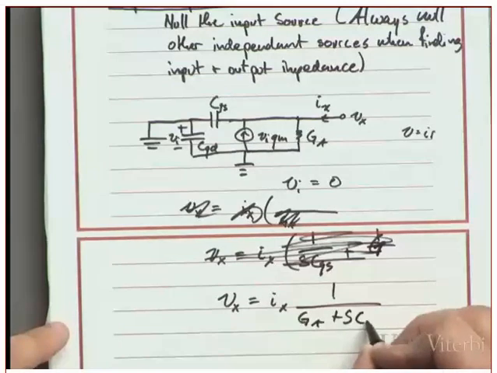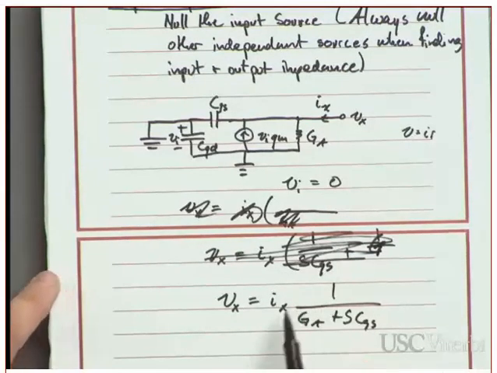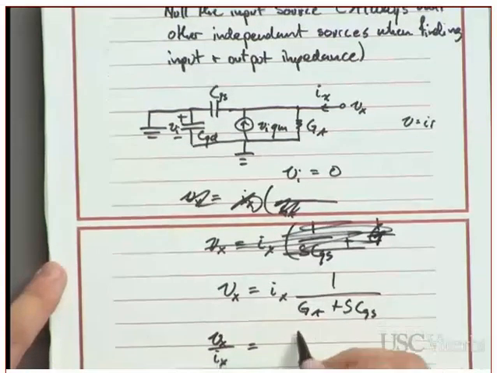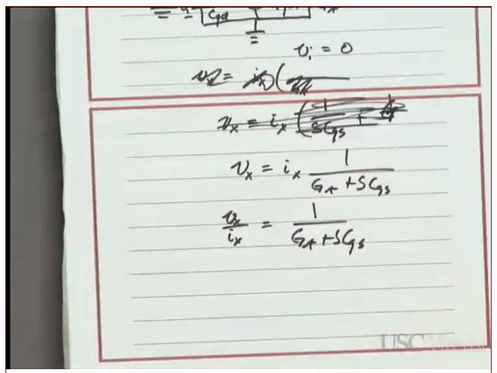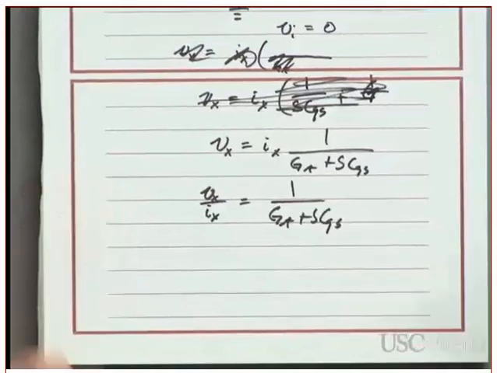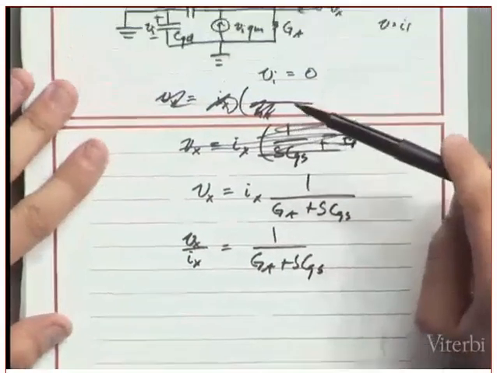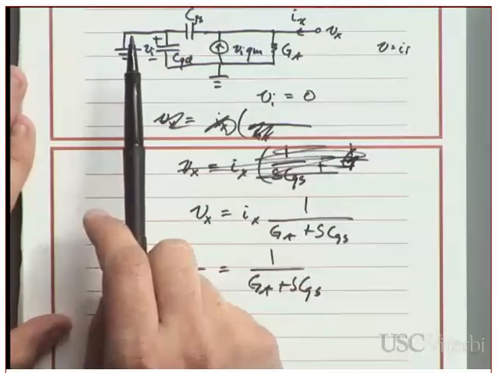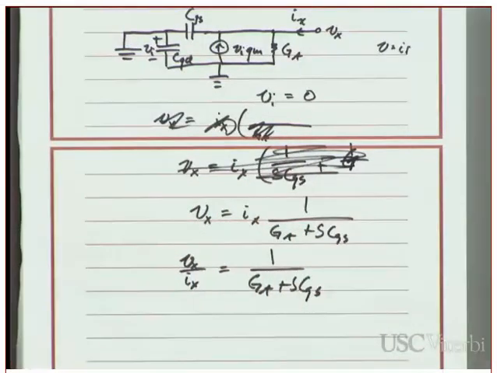GA plus S CGS. So this is the sum impedance of those two things, right? And so VX over IX is 1 over GA plus S CGS, which is very much simpler than the other one. But the point is hopefully not whether or not I did this part correctly. I think I did it right. The point was to null the input source. And of course, there's that argument about whether you include the input impedance or the impedance of the source. So that's how you calculate input-output impedance.